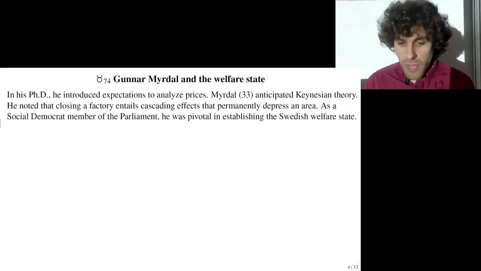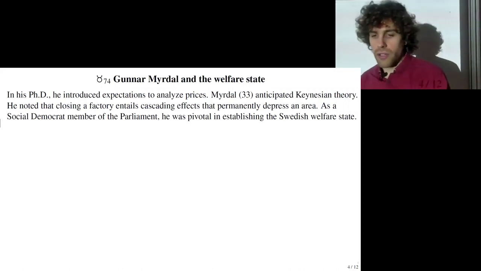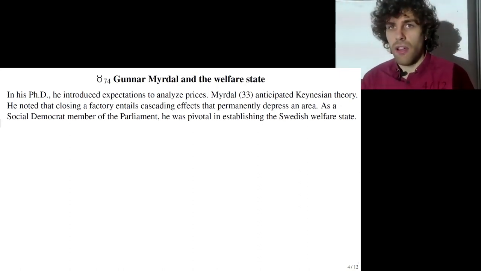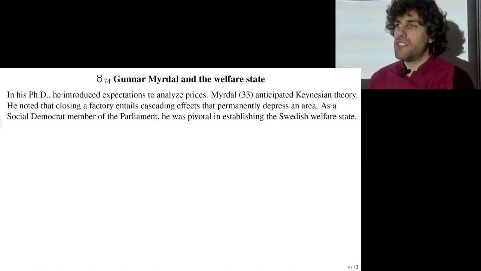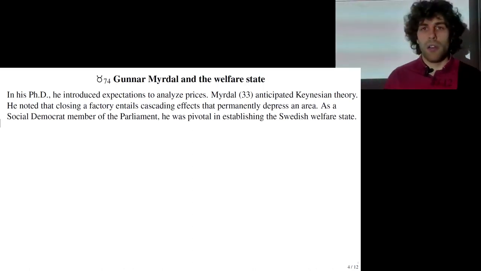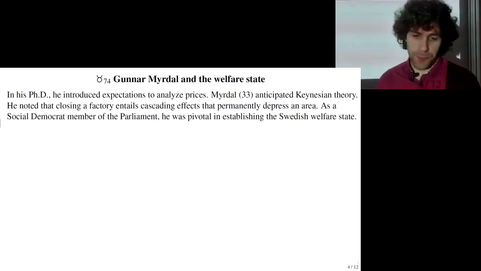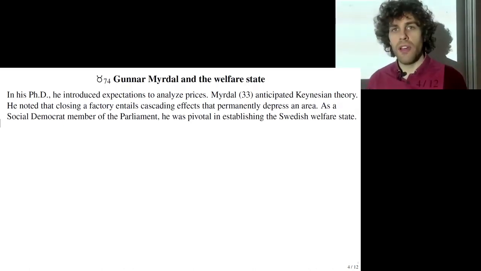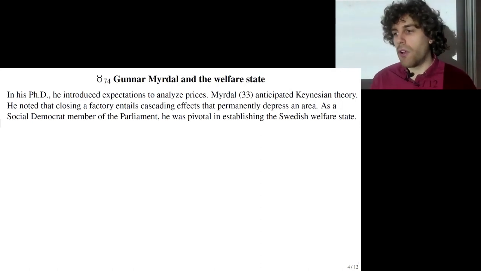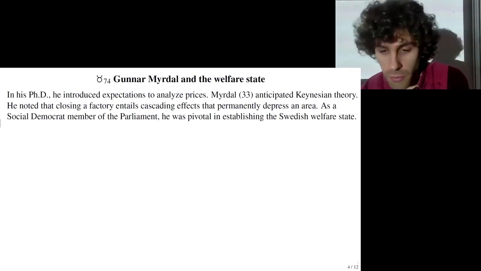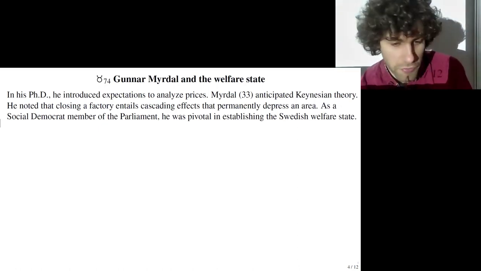He was a social democrat, member of the parliament, and was very important in establishing the Swedish welfare state in the 50s, throughout the 70s. So the Swedish model is the idea that the country is like a big family that looks after one another and helps each other, and it's a compromise between unregulated capitalism and socialism, basically. That was a very successful model of social democracy.